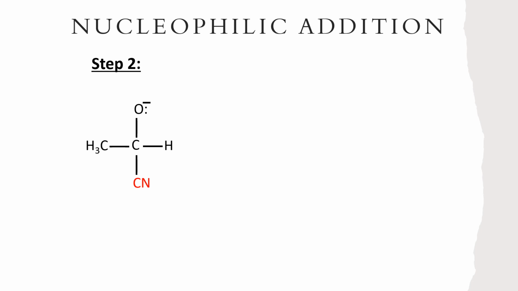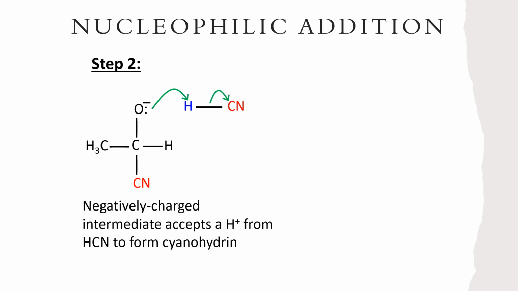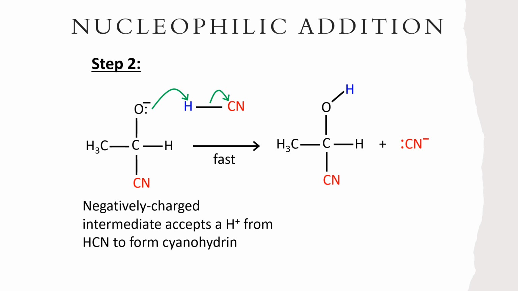The intermediate from step 1 has a lone pair of electrons on its negatively charged oxygen atom. In step 2, this lone pair of electrons on the intermediate is used to grab a proton from HCN. This fast step produces the cyanohydrin, and CN- is regenerated.